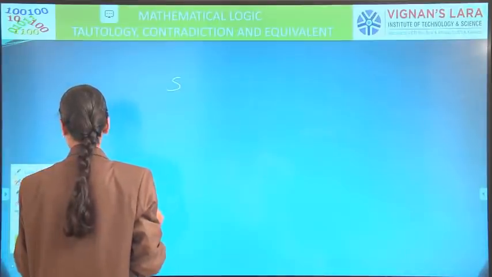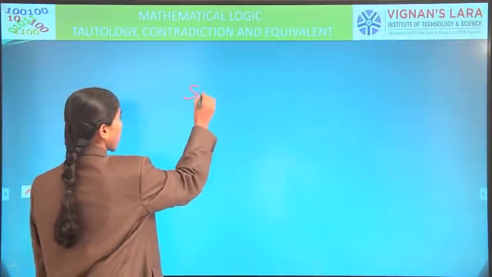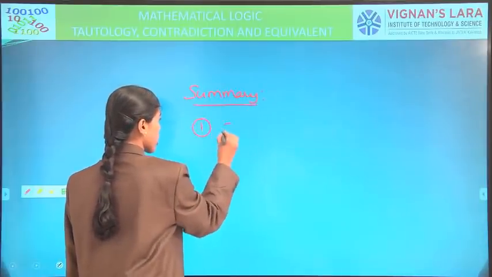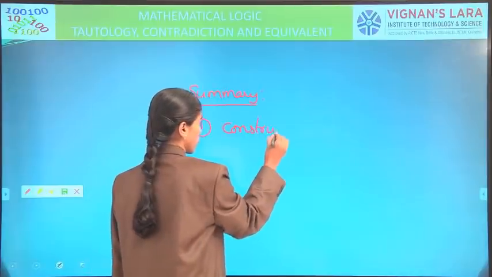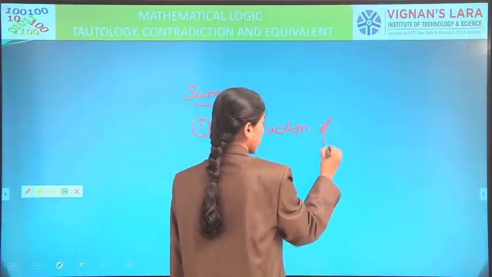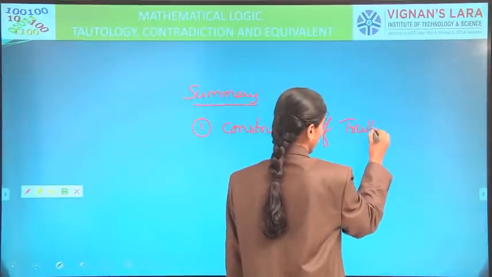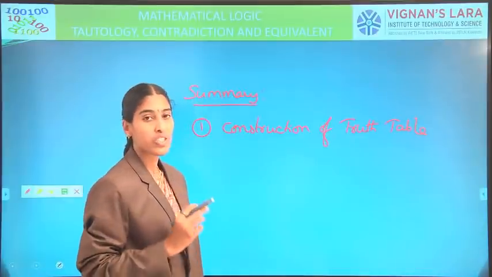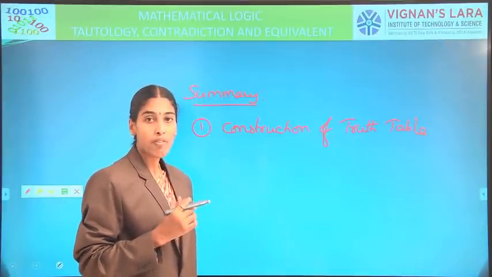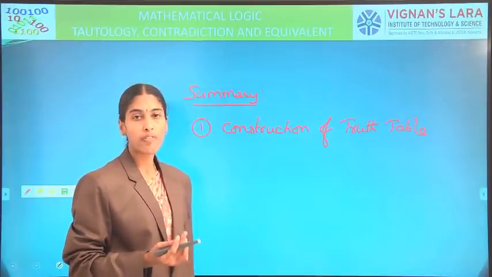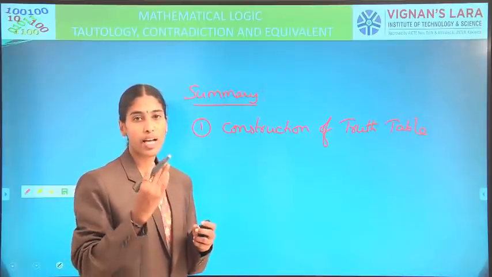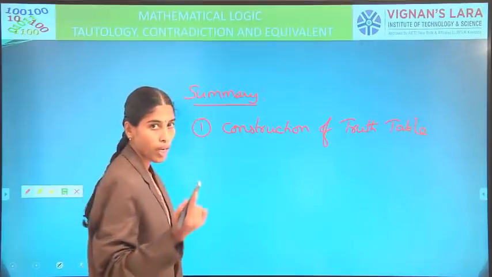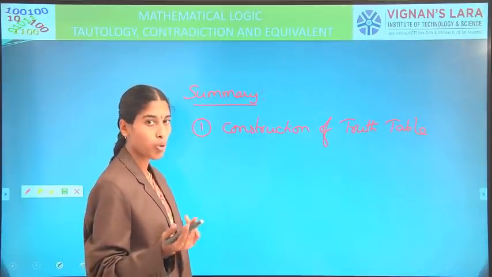So the summary of this class is: we saw the construction of a truth table of a given proposition, which depends on the number of variables included in the proposition. If the proposition consists of two variables, it has 4 possibilities. Three variables, we have 8 possibilities. Only one variable, then it has only 2 power 1, that is 2 possibilities.